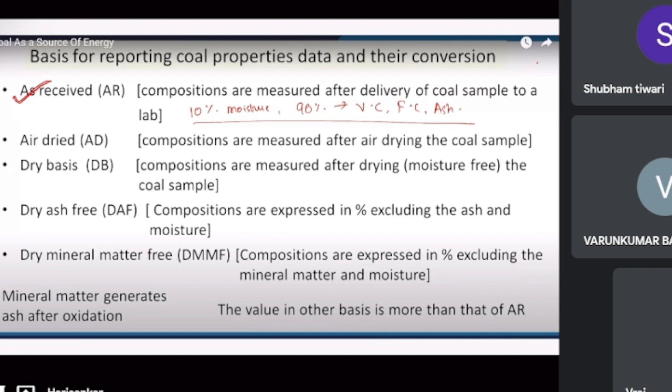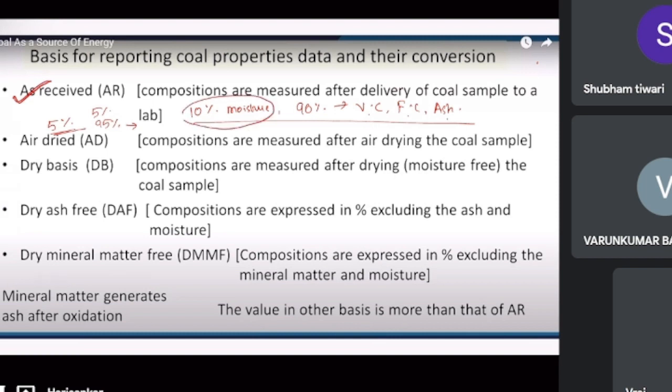Now let's say you are using air and drying the moisture out, and you are able to dry out 5% of the moisture. Then your residual moisture will be 5%, and the remaining 95% will be the volatile matter, fixed carbon, ash, and so on. If you report it on that basis, that is called air dried basis.